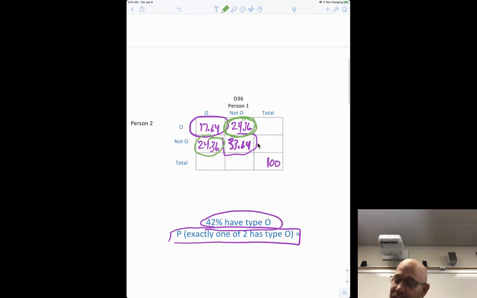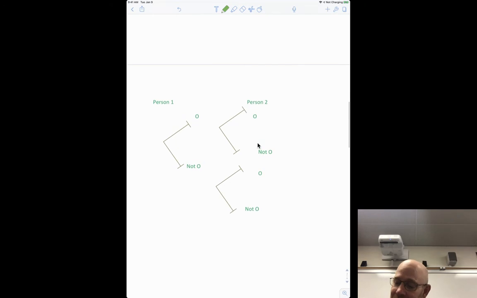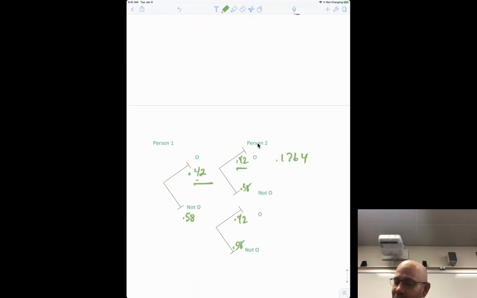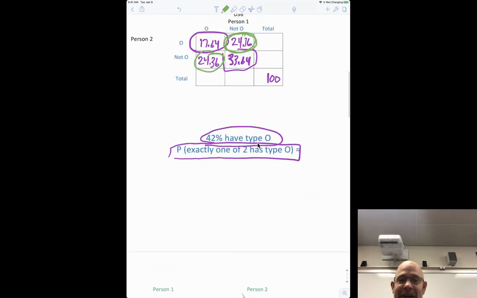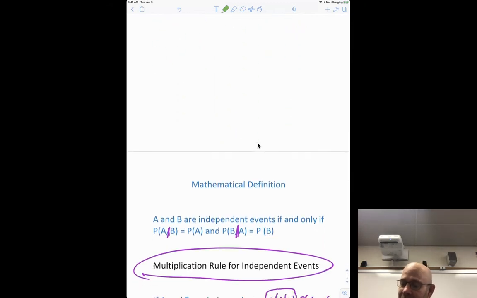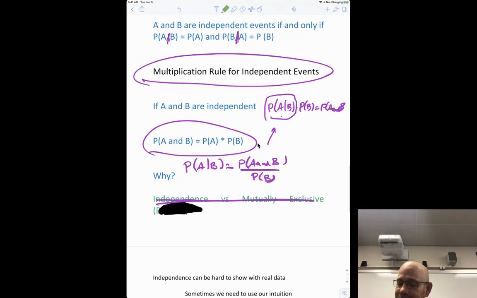You can also do this with a tree diagram, which might actually be easier than the chart, believe it or not. The first person, 0.42 for O, 0.58 for not, and then the same thing here, 0.42, 0.58, 0.42, 0.58. Because they're independent, you can just multiply straight across. You wind up getting the exact same numbers. 0.42 times 0.42 is 0.1764 and so on. I'm not going to fill them all in. Same exact numbers you would have got there, because you're just multiplying the same ones together. So the fact that they're independent makes it pretty powerful and pretty easy to go through.